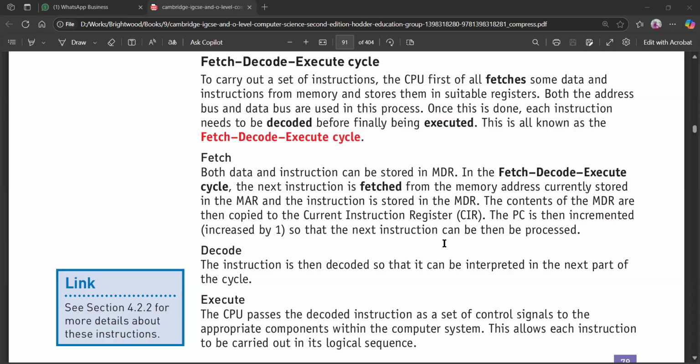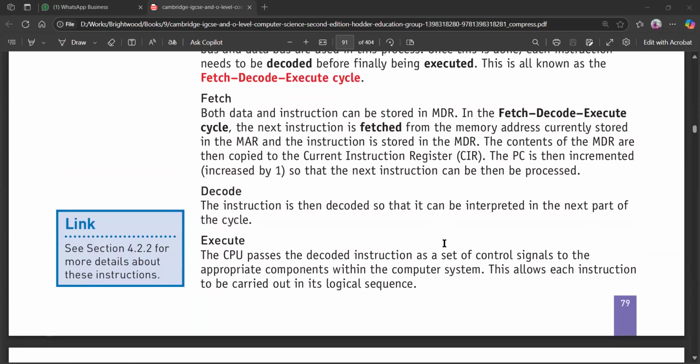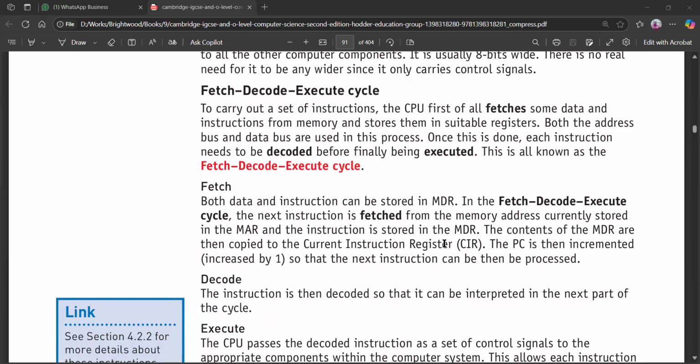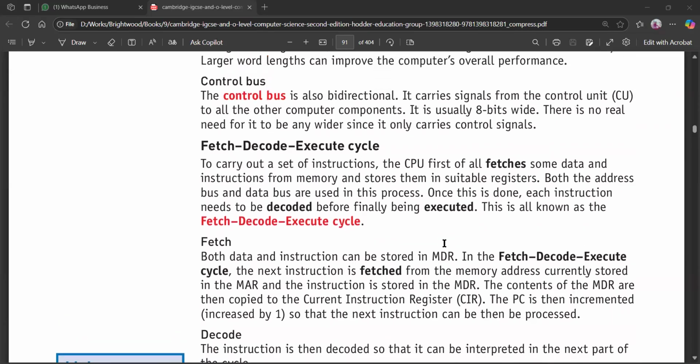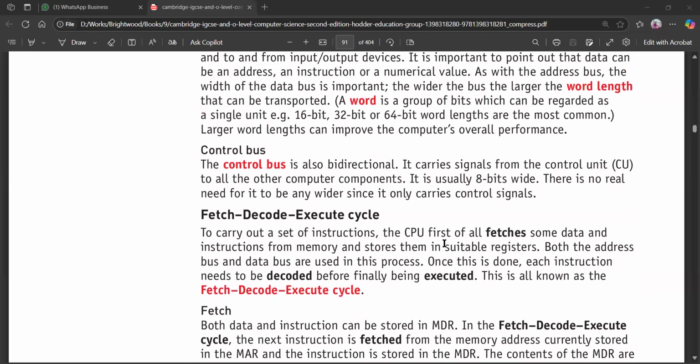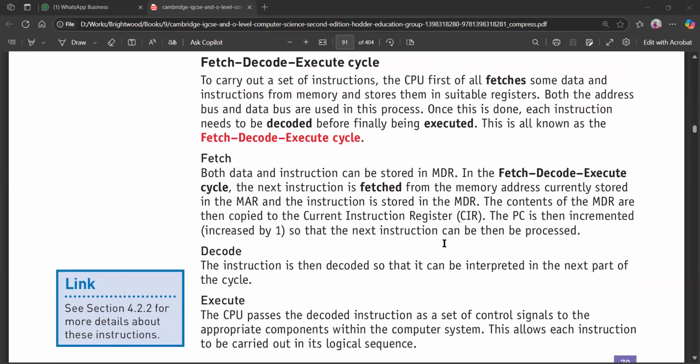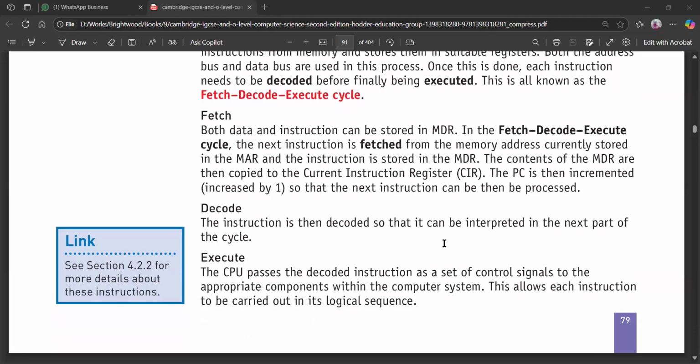Okay, like that. So what happened? They mainly have decode and execute. This is important. Decode and execute. This is very important.